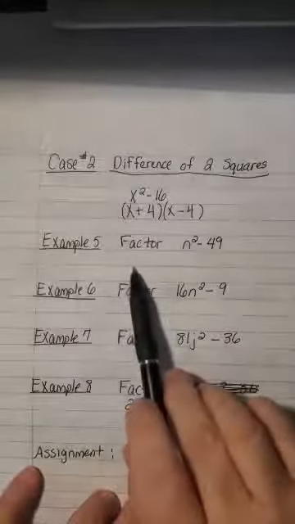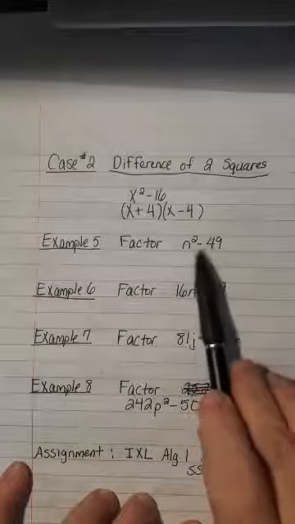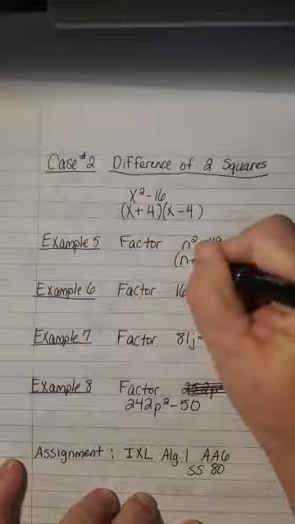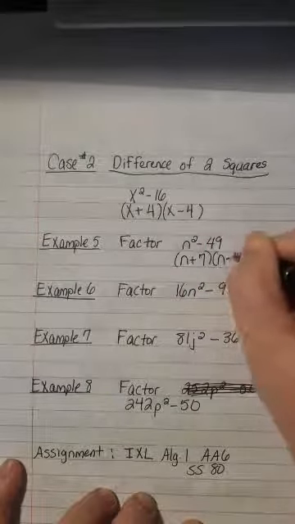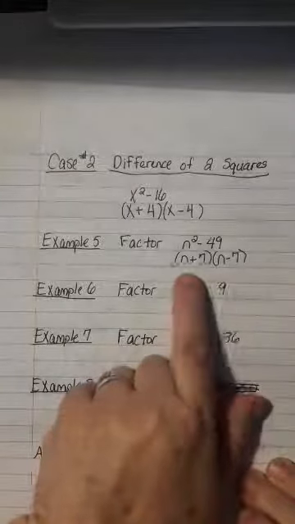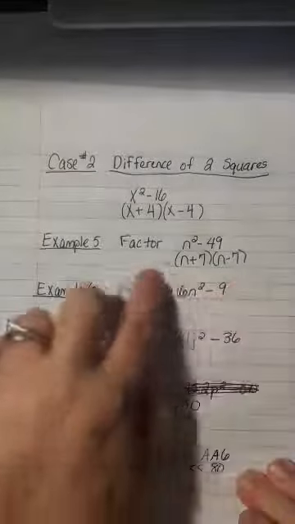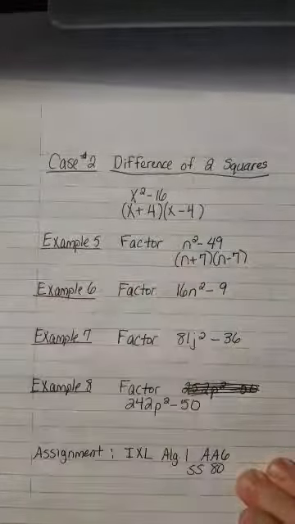So example 5, n squared minus 49, you just take the square root of each of these. You'll have one parentheses with a plus and one parentheses with a minus. Because if you had taken this and multiplied it with the FOIL method, the inside and outside terms would cancel out, and you would end up with n squared minus 49. It's just backwards of the FOIL method.